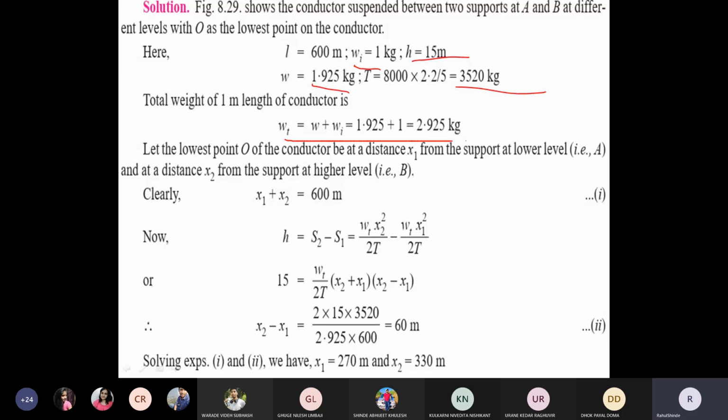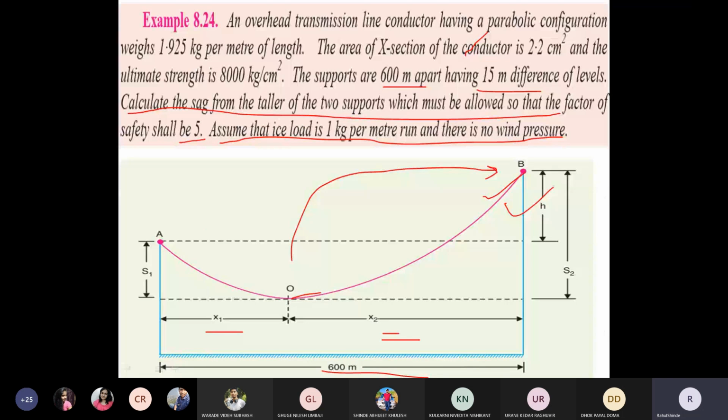Getting? Now they are asking us to calculate this x2, the sag from the taller pole, that is the B pole. For the smaller pole, yes, you can follow the same procedure.